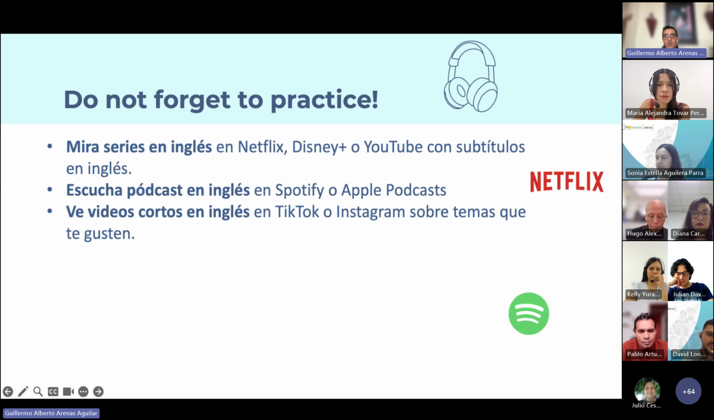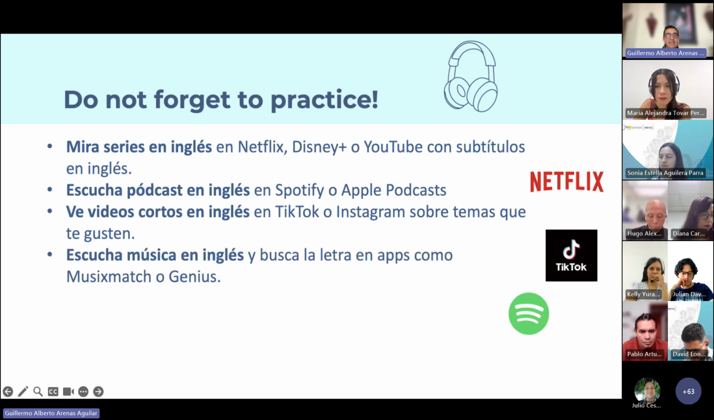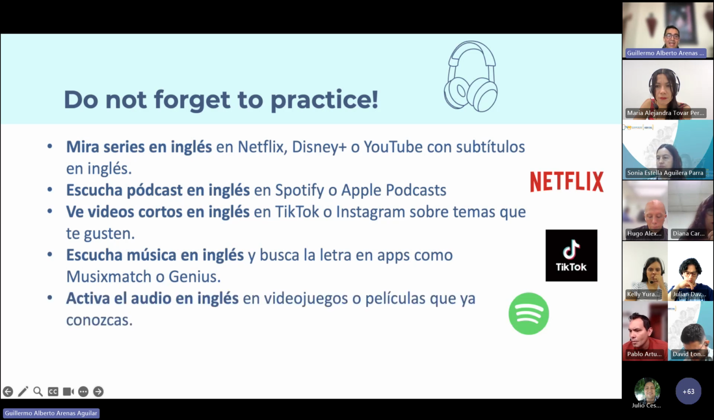You can watch short videos in English on TikTok, Instagram, etc., all the platforms that you know, and videos that they like. There is a lot of information there. Listen to music in English, as Julio said. Get the lyrics on apps. You can even go to Spotify and watch the lyrics over there so they can learn it. Or activate the audio in English in video games or movies. All right, so they know they can do that.